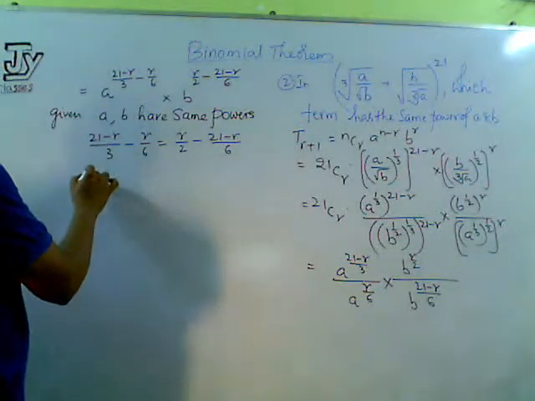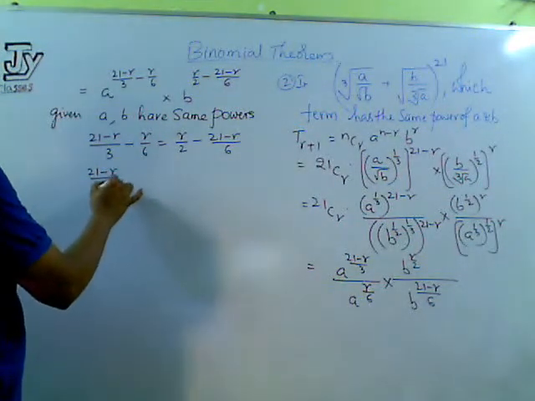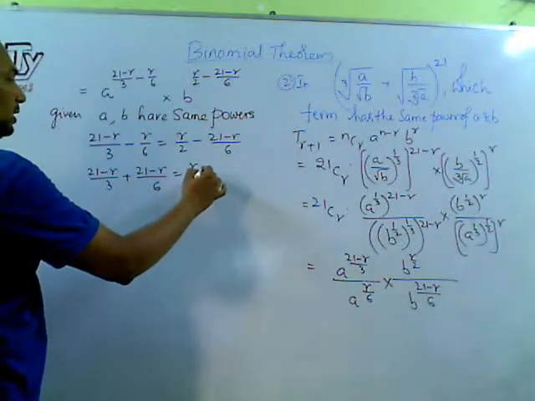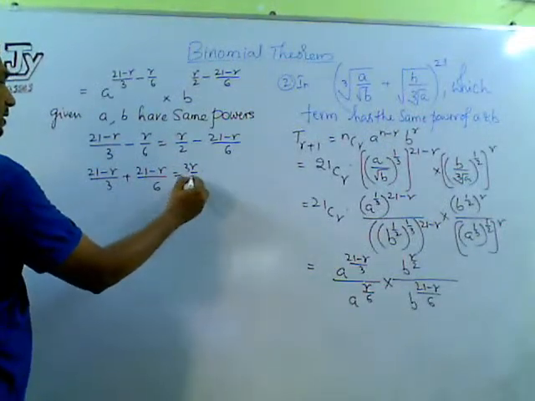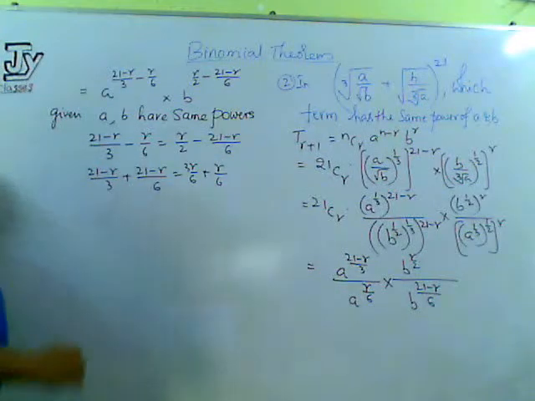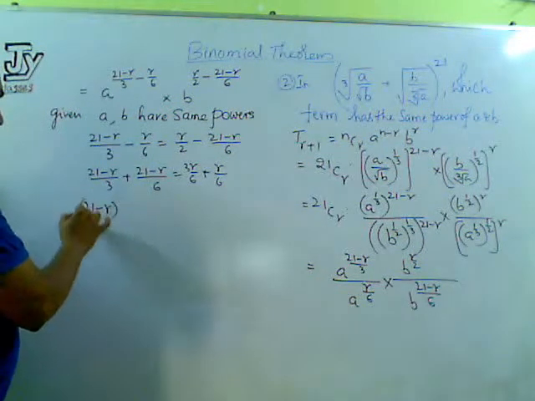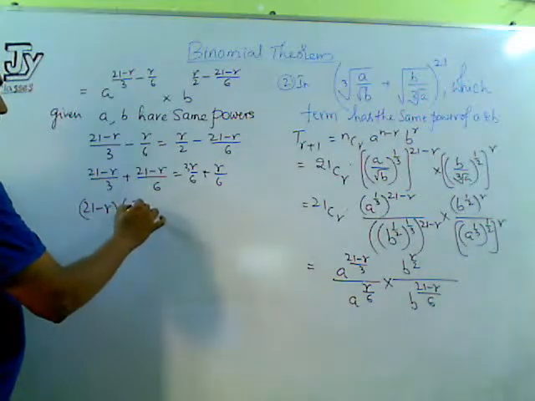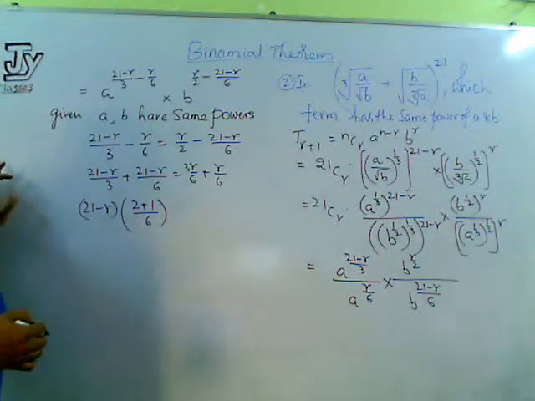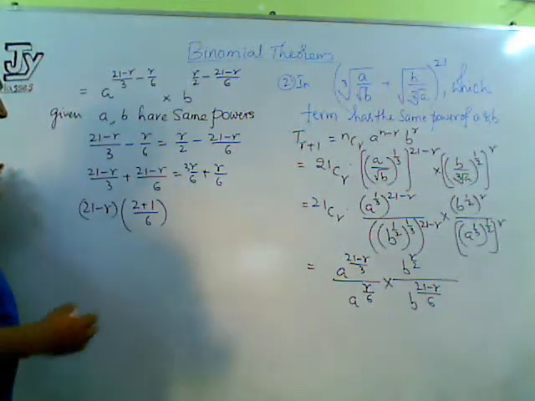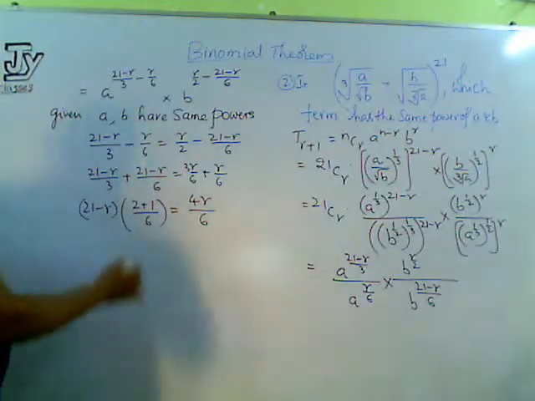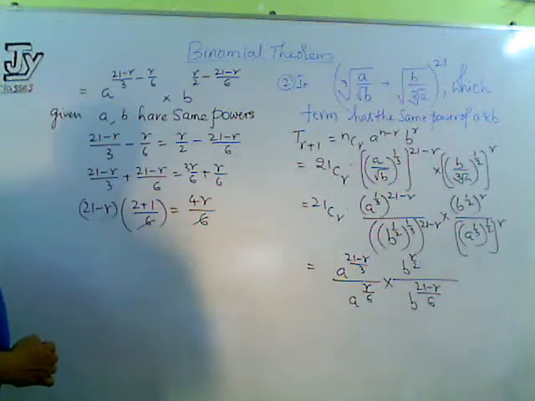Okay, just simplify. (21 minus r) by 3 plus (21 minus r) by 6 is equal to r by 2, that is 3r by 6 plus r by 6, taking the r by 6 to that side. Now (21 minus r) is common: 1 by 3 plus 1 by 6, that is 2 by 6 plus 1 by 6, 3 by 6, is equal to 4r by 6. So these two get cancelled.